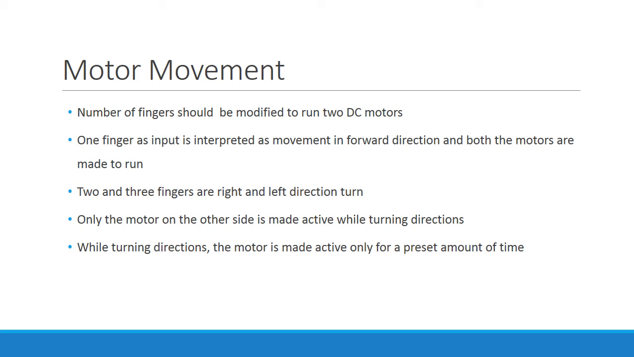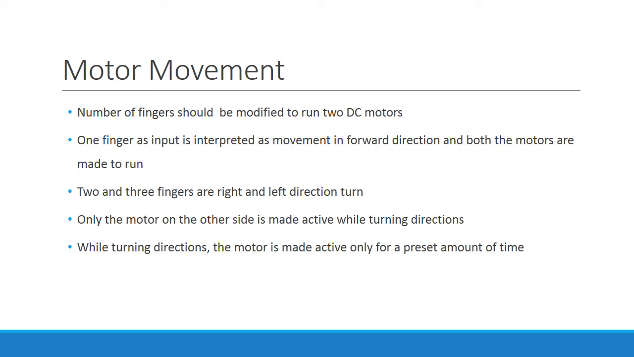If the user shows two or three fingers, it is interpreted as a right or left turn and only one of the motors is made to run, while the other is kept inactive. While turning, the active motor runs only for a preset amount of time so that the wheelchair doesn't make a 360-degree turn.